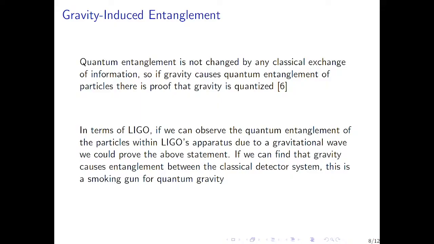Next up, we can talk about the gravity-induced entanglement. Now, if we focus on our system being purely classical, and we have a gravitational wave impact our detector system, if we can find any quantum mechanical effects, such as entanglement, within this experiment, then that could be a possible signature of non-classicality within the gravitational wave, which is really all we're looking for. In terms of LIGO, if we can observe the quantum entanglement of these particles within LIGO's apparatus due to a gravitational wave, we could possibly prove the above statement. And this would be a pretty good smoking gun for quantum gravity.